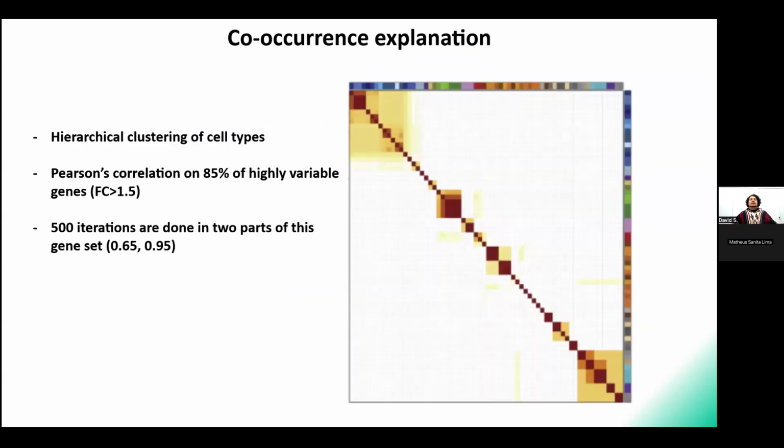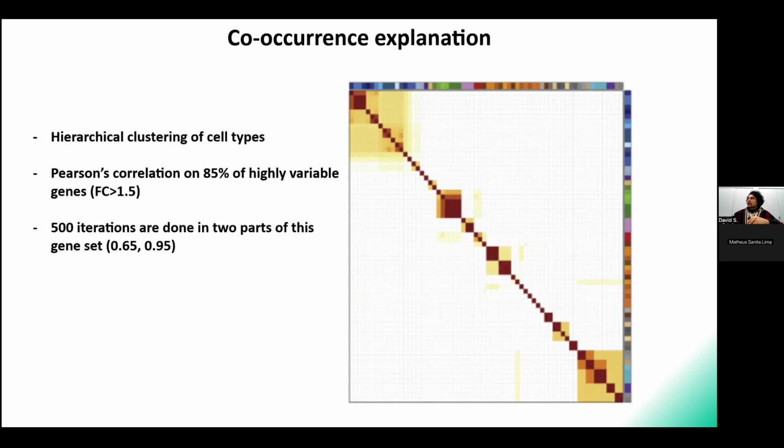But not only this, we took the expression data and we generated a co-occurrence of the whole set of all the cell types. So we took the 85% of the highly variable genes that have a fold change bigger than 1.5. So all this is technical, but it's important for understanding why we reached the conclusion of the relationship of these clusters.